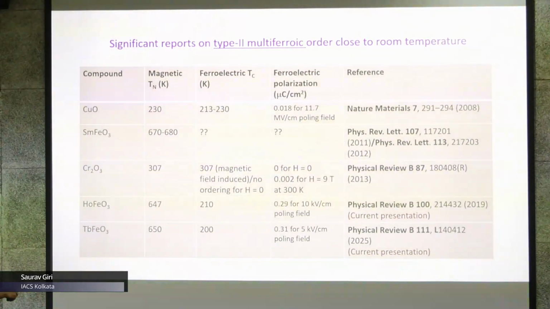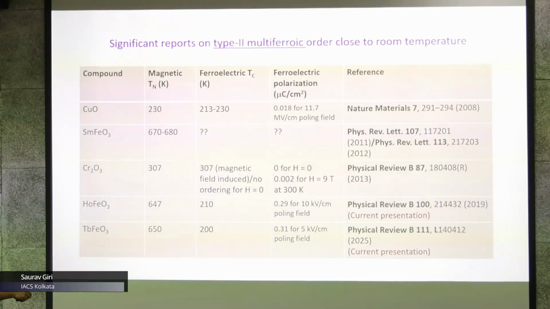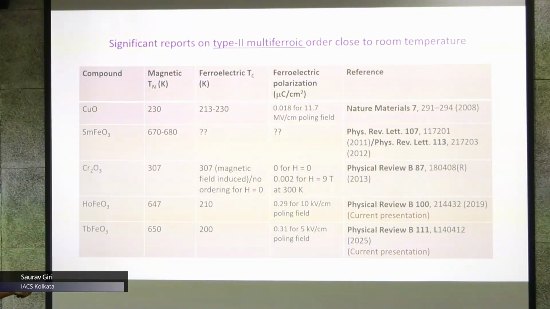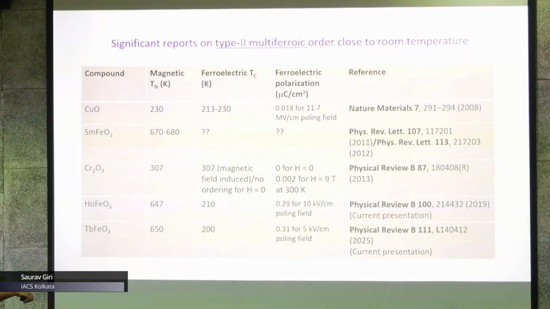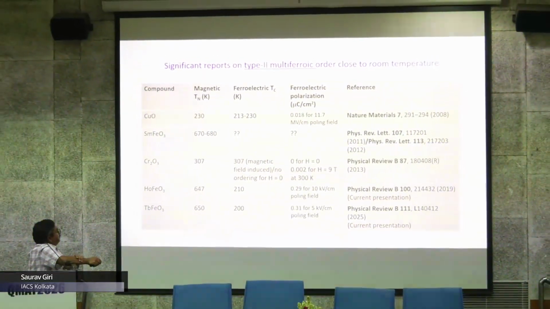For chromium oxide, it shows magnetic order at 307 Kelvin, but it is not a natural ferroelectric order. If you apply magnetic field H equal to 0, there is no ferroelectric ordering, but if you apply a magnetic field, ferroelectric order starts. At 9 Tesla there is a ferroelectric order, and the value observed for chromium oxide is still low. And these are our results. They show magnetic order at very high temperature, these two, and ferroelectric order close to 200 Kelvin, and even the ferroelectric polarization value is quite high.